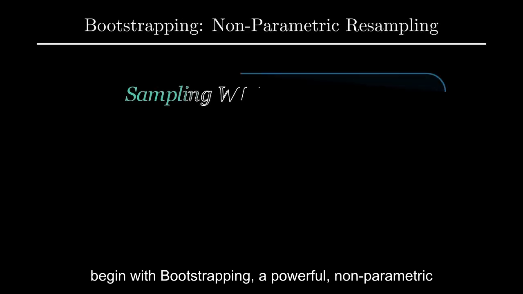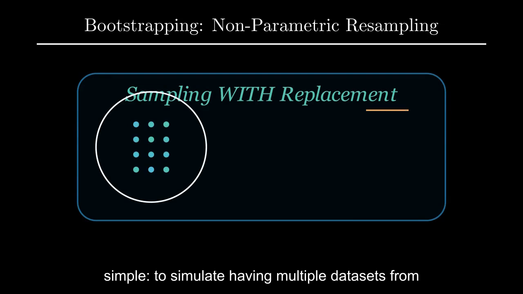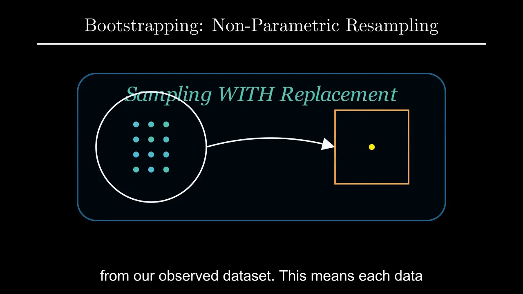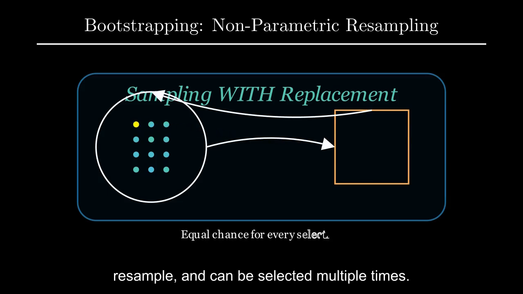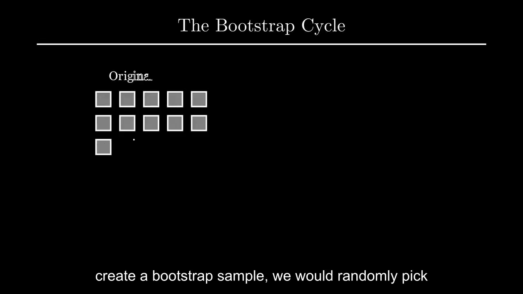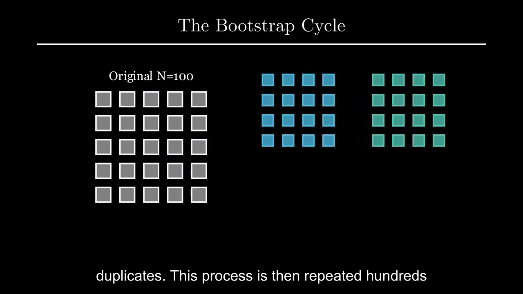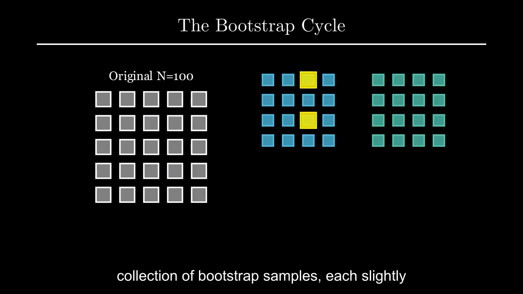Let's begin with bootstrapping, a powerful, non-parametric resampling technique. The core idea is elegantly simple. To simulate having multiple datasets from the same underlying population, we repeatedly sample from our observed dataset. This means each data point has an equal chance of being selected for each resample, and can be selected multiple times. Imagine having a dataset of 100 observations. To create a bootstrap sample, we would randomly pick 100 observations from our original set, allowing for duplicates. This process is then repeated hundreds or even thousands of times, generating a large collection of bootstrap samples, each slightly different from the others.